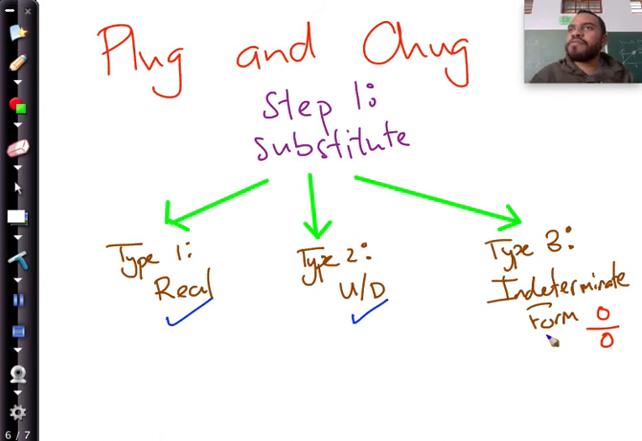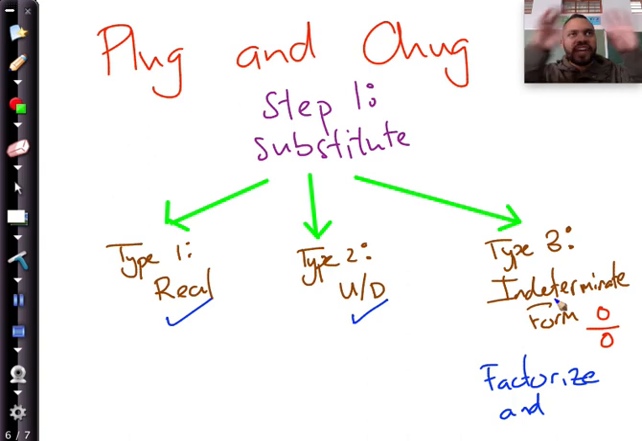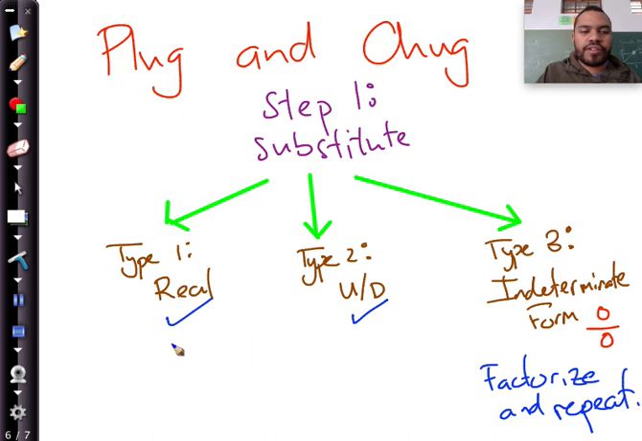And an indeterminate form is where you have 0 over 0. If this happens after you immediately substitute, then you're going to factorize and then repeat the steps from the beginning. What do I mean by repeat? You first factorize, cancel out what you must cancel out, and resubstitute. If you still end up with 0 over 0, then you factorize again and substitute until you get either a real number or it's undefined. So factorize and repeat. Those are our steps, and in the next video we're going to look at a few examples quickly.